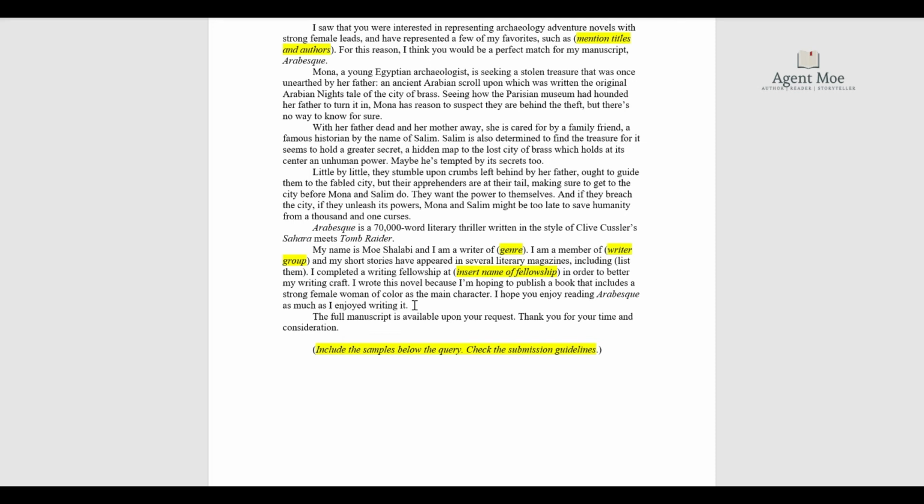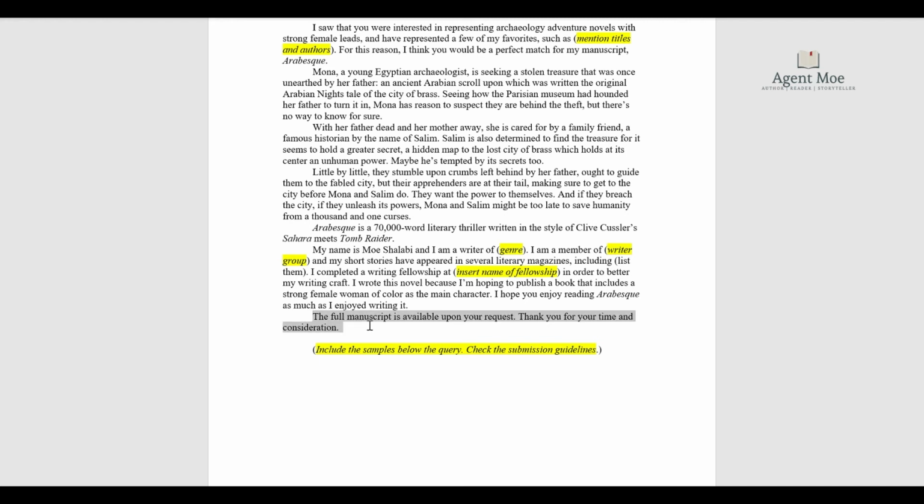And sometimes I even add a reason why I wrote the book. I wrote this novel because I'm hoping to publish a book that includes a strong woman of color as a main character. So that's a good reason. Why not? I don't see a lot of powerful, strong women in books. I decided to write one. There you go. And she happens to be a woman of color.